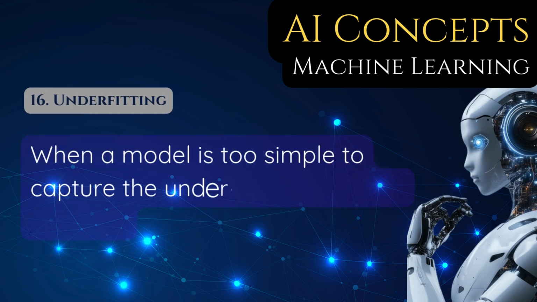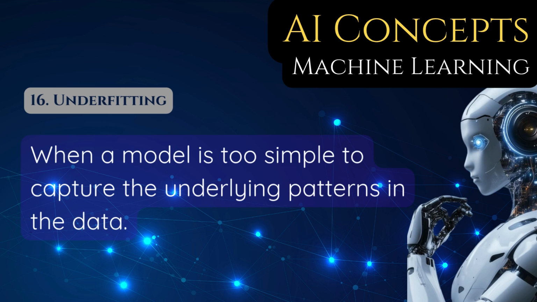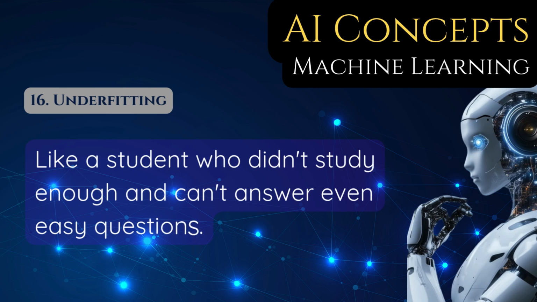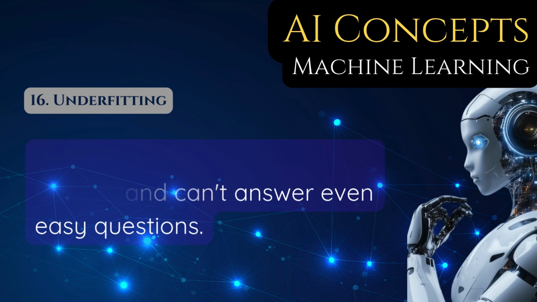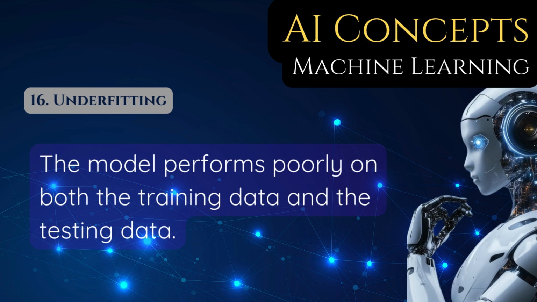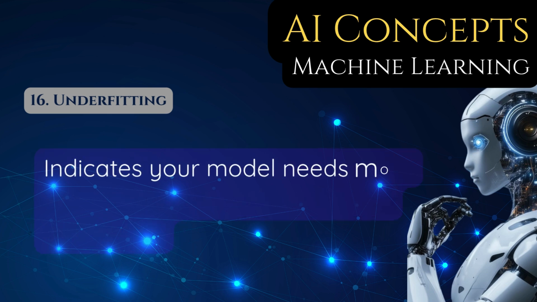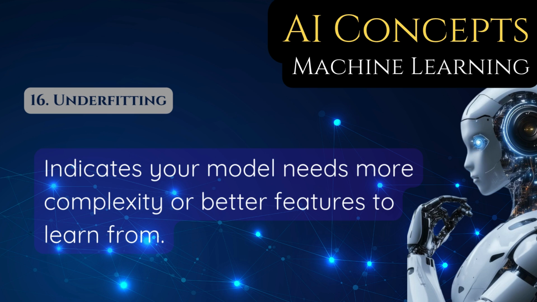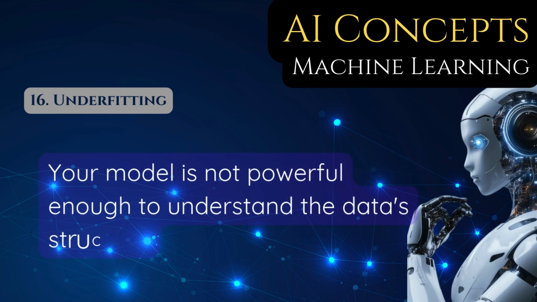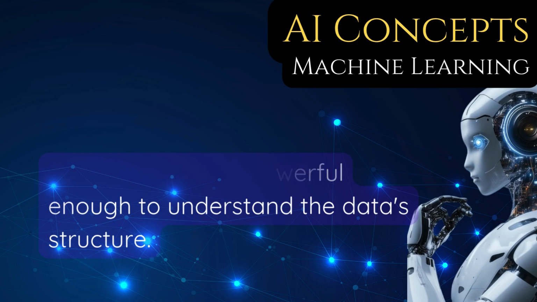16. Underfitting: when a model is too simple to capture the underlying patterns in the data. Like a student who didn't study enough and can't answer even easy questions. The model performs poorly on both the training data and the testing data. Indicates your model needs more complexity or better features to learn from. Your model is not powerful enough to understand the data's structure.